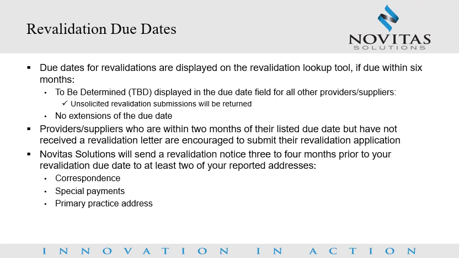Providers and suppliers who are within 2 months of their listed due date but have not received a revalidation letter are encouraged to submit the revalidation application. Novitas Solutions will send a revalidation notice 3 to 4 months prior to your revalidation due date to at least 2 of your reported addresses: correspondence, special payments, and/or primary practice address.